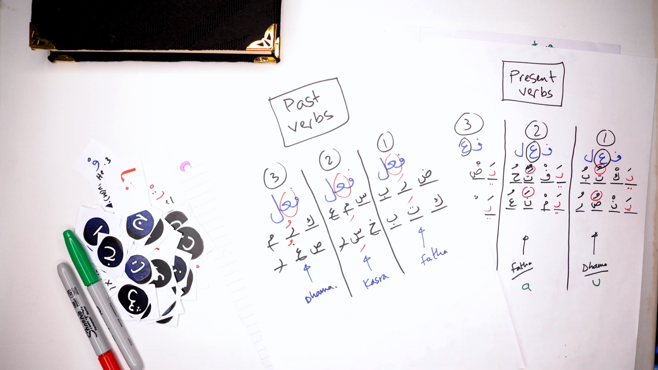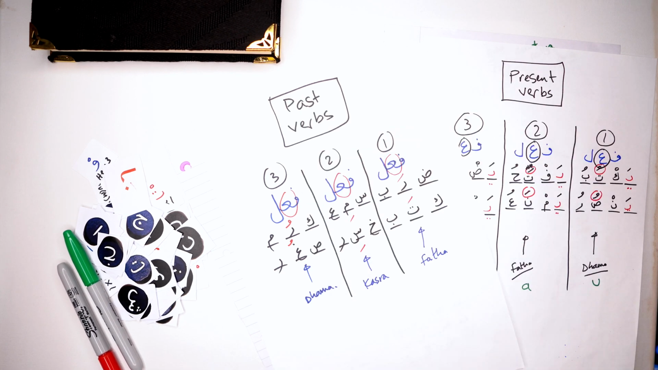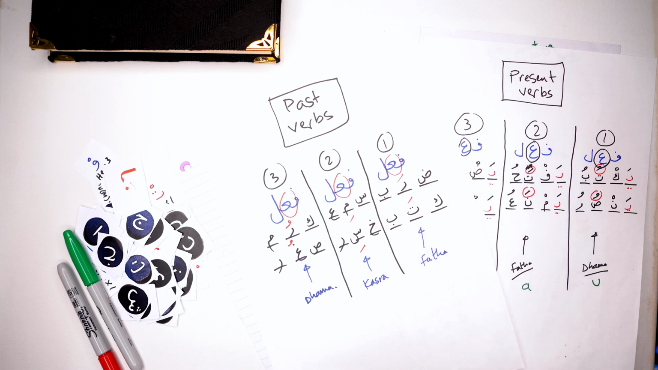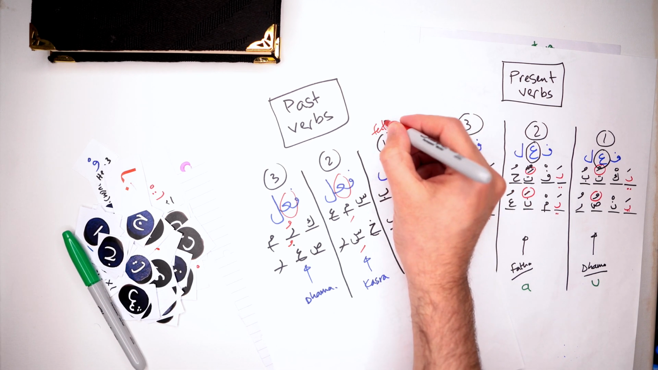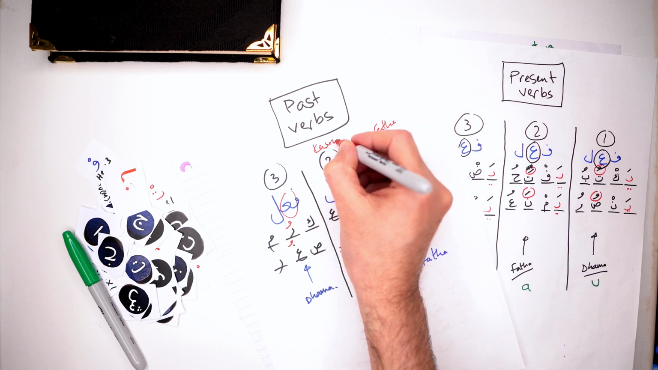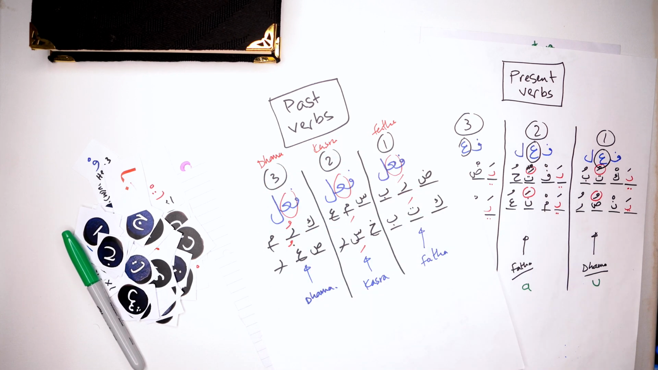Right, so remember I showed you the clock? So we're still talking about this one. There are three possibilities of what that ain can take. Either it's going to take fatha, so let's put a fatha there, or it's going to take kasra, or it's going to take dhamma. Fatha, kasra, dhamma. Those are the three possibilities of what this can take.